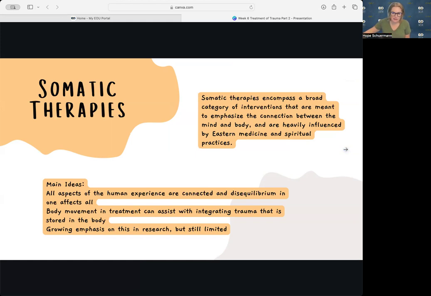So let's talk about somatic therapies. You've been reading about these some in The Body Keeps the Score. So a lot of this is not going to be new to you, but somatic therapy is a term that really describes a broad category of interventions. But what it means is that somatic therapy emphasizes the connection between the mind and body. So you're really working to reduce and hopefully extinguish the dissociation that happens and the disconnect that happens between the brain and the body after a trauma.